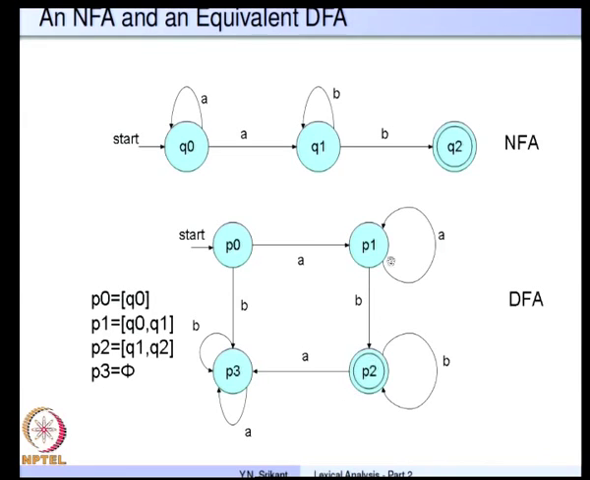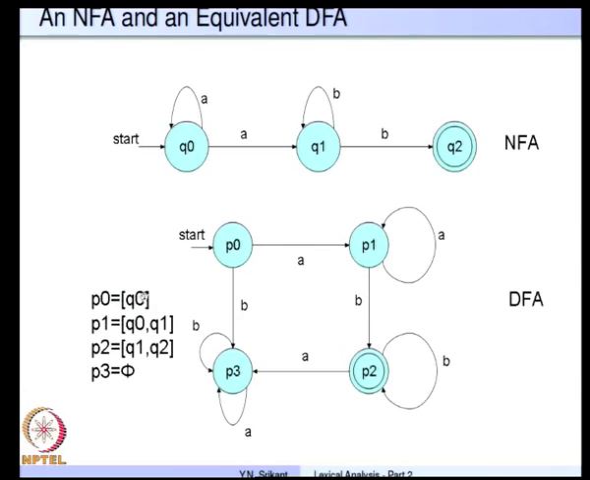And on A from P2, let us see what happens. Q1 goes to the error state, and Q2 also goes to the error state on A. So, from P2, we have a transition to P3, which is the error state. And now, from the error state, either on A or on B, we remain in the error state. So, we have self loops for both A and B. These are the only possible states that we need to construct.